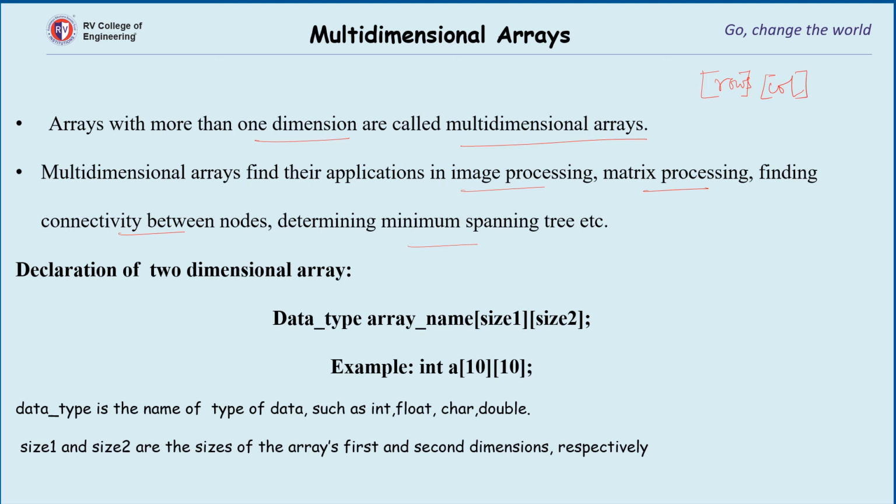Now how do you declare them? We have already understood the declaration of a one-dimensional array, so a multi-dimensional array should not be a problem. Data type, array name. Instead of specifying one size, as in a one-dimensional array, we specify two sizes. For example, int a 10 and 10. So the size of this will be 100.